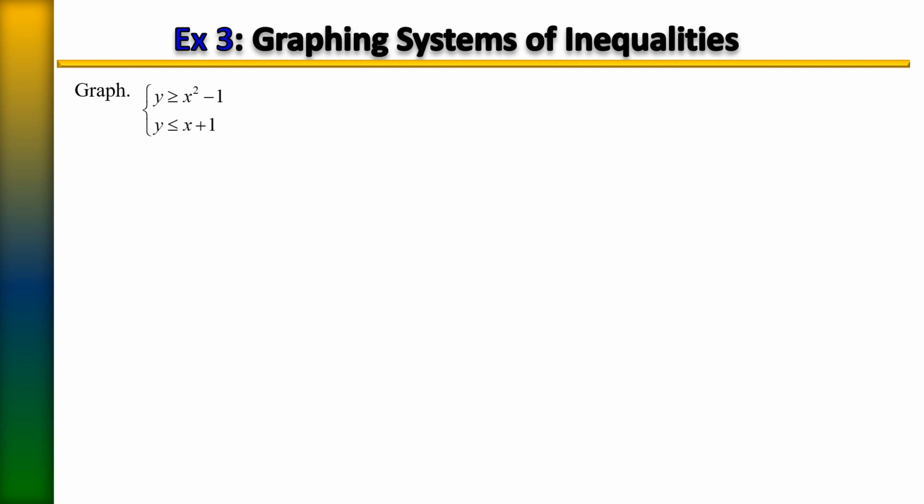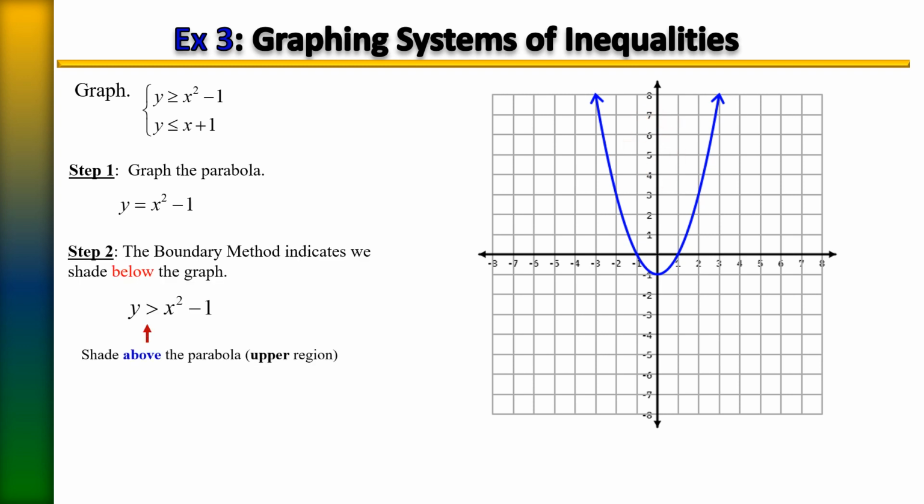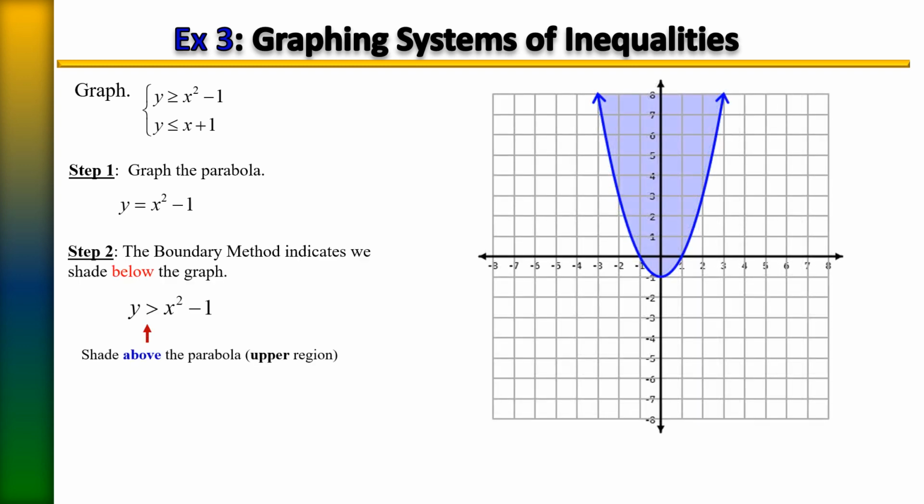So we're going to use a solid line, and it's going to be the parent function that shifted down 1 unit. All right, there's our parabola. Now we have to decide whether we're going to shade upper or lower, and we've already established that we're going to shade upper, and that's going to be right up above the parabola. And there you have it. There is our graph. Next, we're going to move on to our second graph.